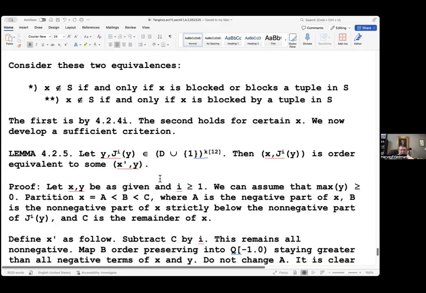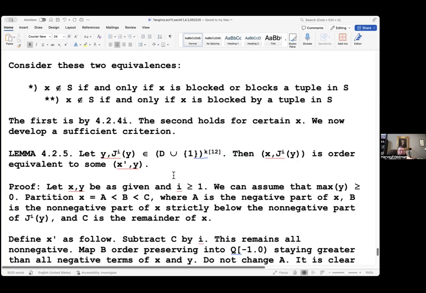So we need a lemma, purely combinatorial. Suppose X and the ith iterate of J. So J is the thing I'm invariably specializing to, the whole thing based on J invariance. J to the i means the ith composite. So if Y and J^i(Y) are both in D union {1} to the k, remember, D is the domain of J, then X, J^i(Y) is order equivalent to some X prime, Y.